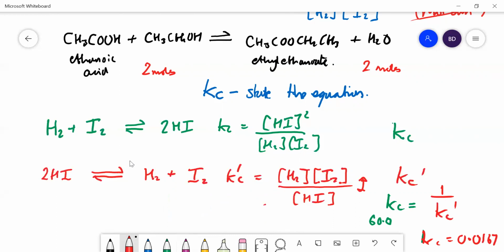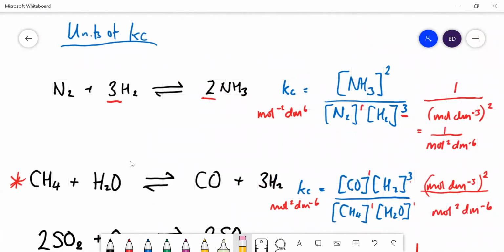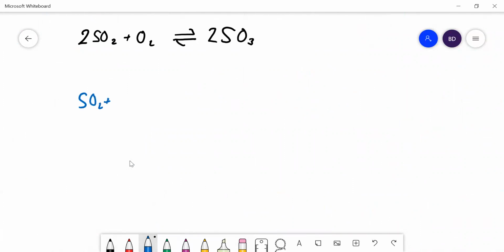And another case where you might have something strange is the SO2 reaction. Some people might write it 2SO2 plus O2 goes to 2SO3. But equally, somebody else may balance it like this. They might write SO2 plus a half O2 is equal to SO3.